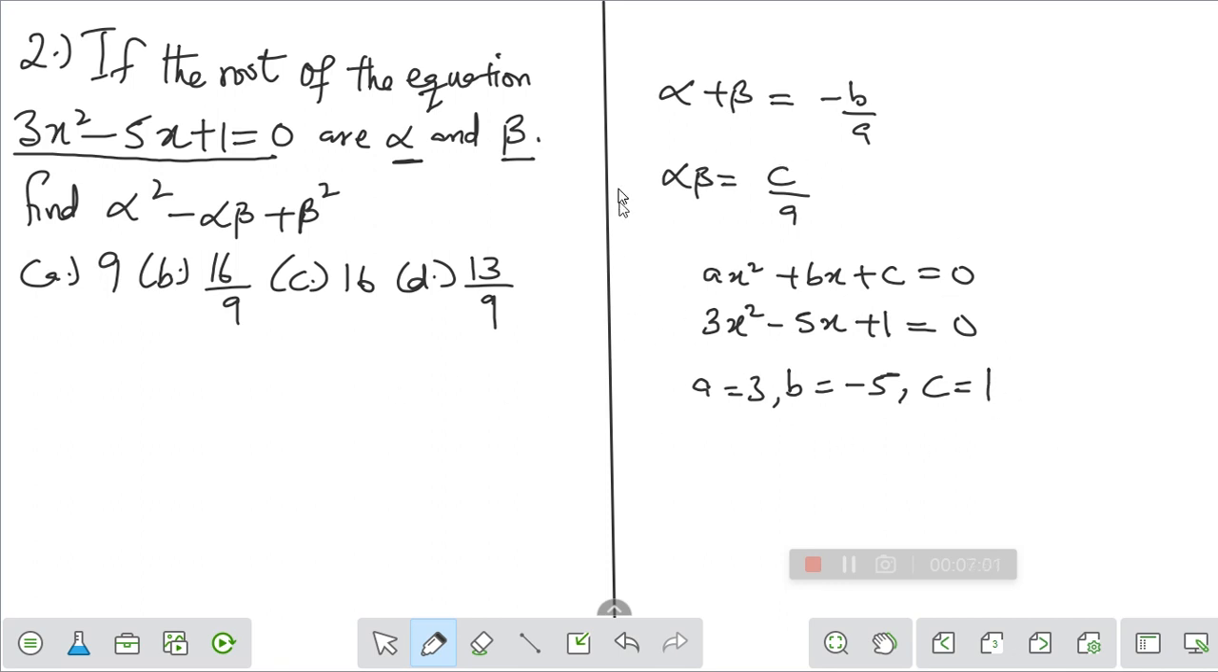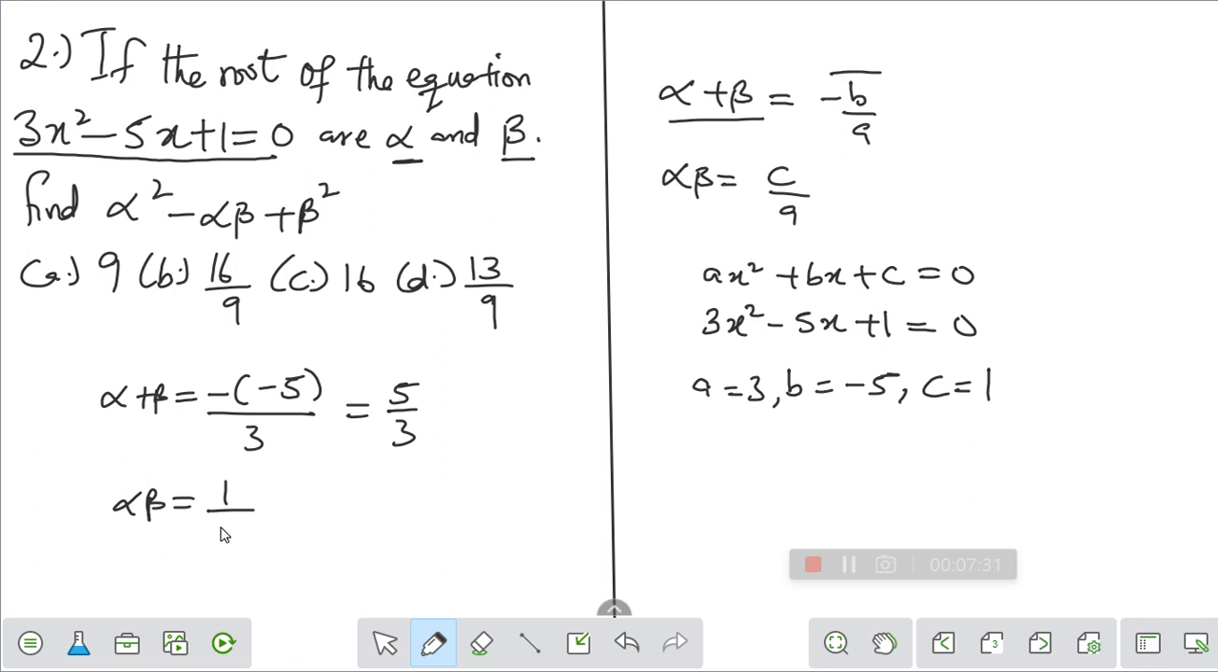Now the next thing you are doing is looking for alpha plus beta, right? So let's look for alpha plus beta. Alpha plus beta is minus b over a. What's b? Minus 5. So it will be minus times minus 5 over a, which is 3. Minus times minus is plus, so that will be 5 over 3. We still have alpha beta. Alpha beta is c over a. What's your c? 1. What's your a? 3. So we have 1 over 3. But we have not started yet.